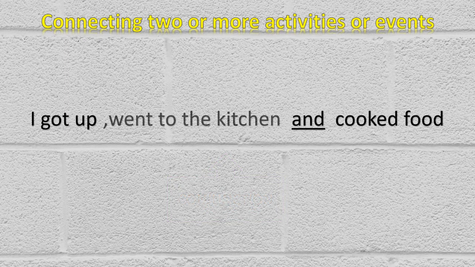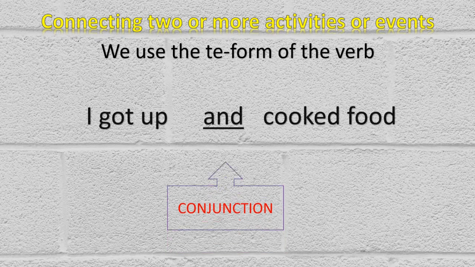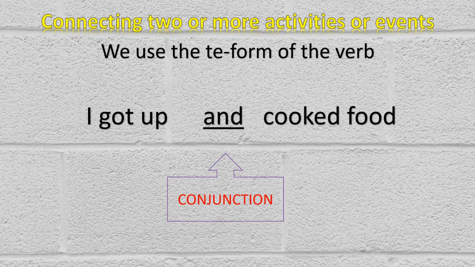Or we can also say, I got up, went to the kitchen, and cooked food. Three activities connected by a comma and the conjunction "and." Now, in Japanese, we use the te form of the verb as an equivalent of the conjunction "and."